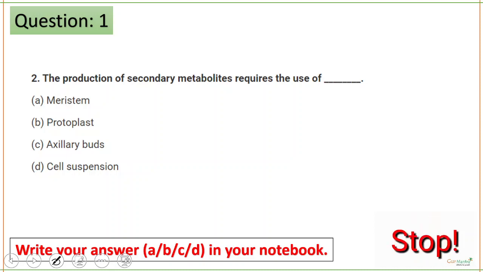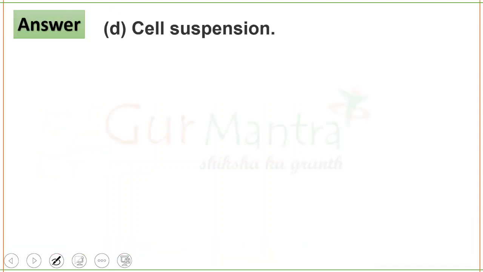Alright, the production of secondary metabolites requires the use of, for secondary metabolite production, what kind of culture is used? We have already studied this. For secondary metabolite production, cell suspension culture is the most important one, because in that you will get a high yield of secondary metabolites. So the correct answer is option D, cell suspension. Let's move on to the next question.